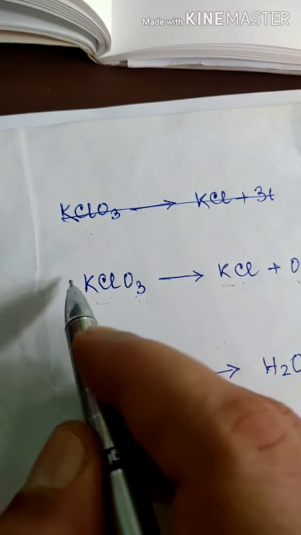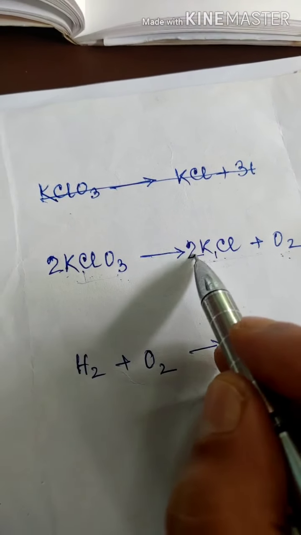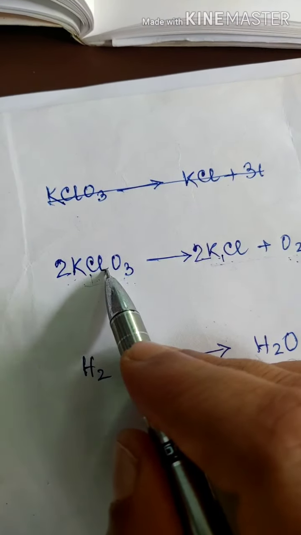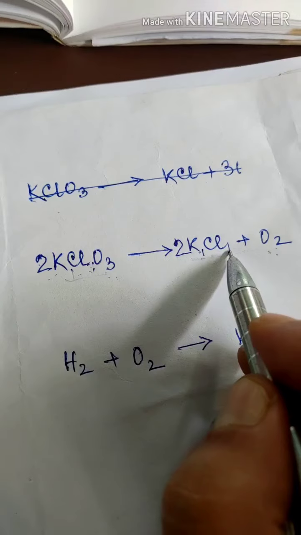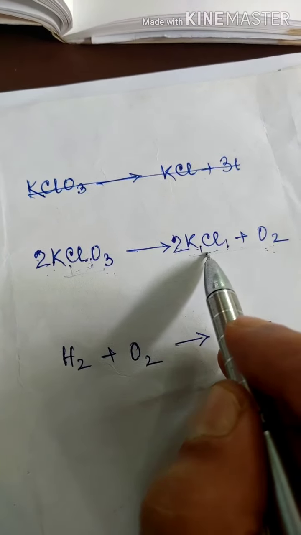So if I put here 2, you see the number of potassium atoms will be 1 into 2 equal to 2. So on the right hand side we also have to put 2 in front of potassium chloride. So the number of potassium atoms will also be 2. Here you see the chlorine atoms, total chlorine atoms will be 2. Here nothing means 1, so 1 into 2 equal to 2 chlorine atoms. So here also nothing means there is 1, so 1 into 2 equal to 2 chlorine atoms.